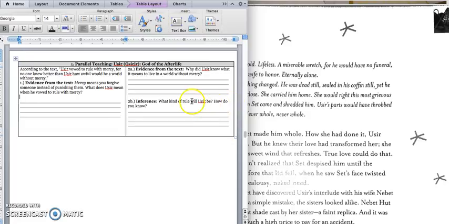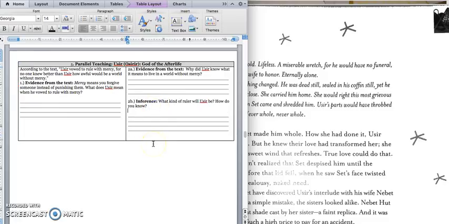It says, what kind of ruler will Usir be? How do you know? And so if Usir wants to give people mercy and forgiveness, that lets me know that he's going to try to be a fair ruler. He's going to try to be a kind and just ruler because he knows what it's like for someone to not show mercy or kindness towards him. And so in box two, we would write, Usir will be a kind and fair ruler. He will try to forgive as much as possible because he states that he wants to rule with mercy. Press pause to write down your answer and play when you're ready to turn the page.